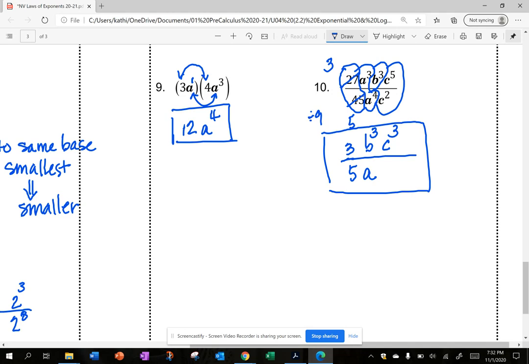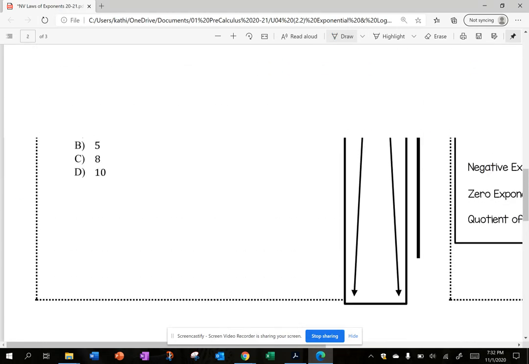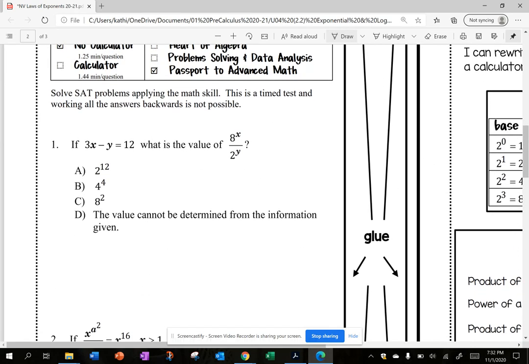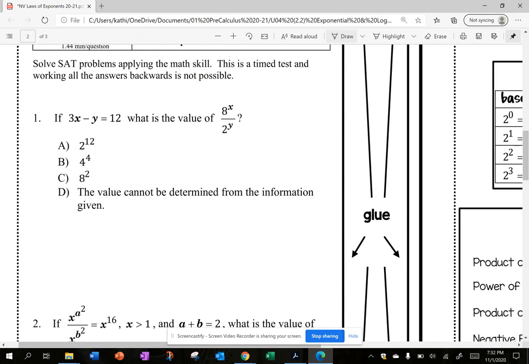Okay, so juniors, what does this look like on the SAT? I have pulled 2 SAT release questions that are associated with this. So these come from a no calculator test under the section called Passport to Advanced Math. All right, so it's a timed test, so I don't have time to work these all out. This is checking, do I understand the skills?